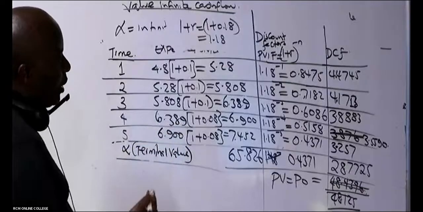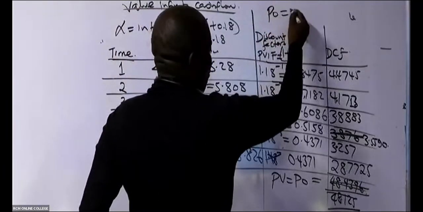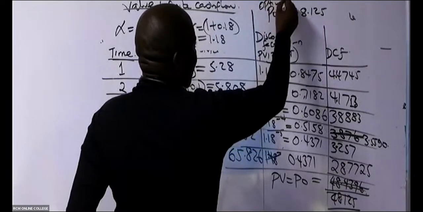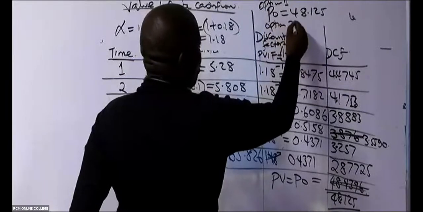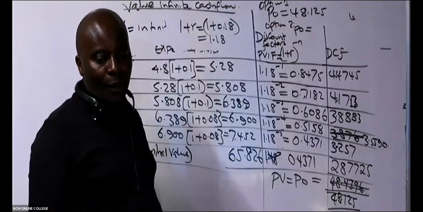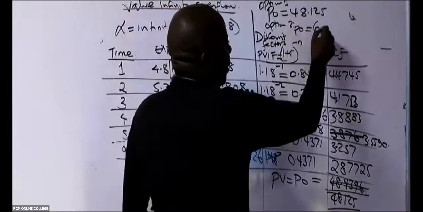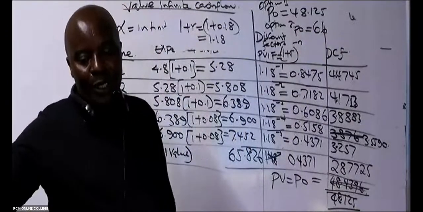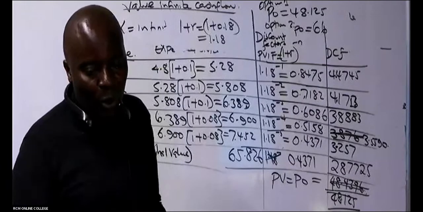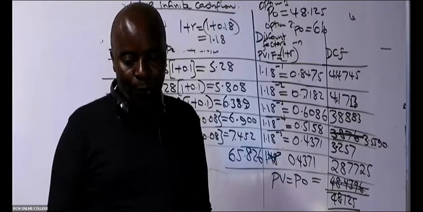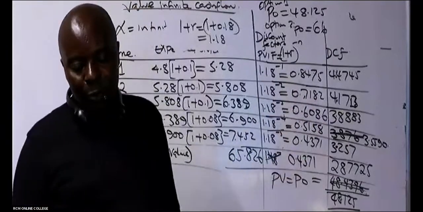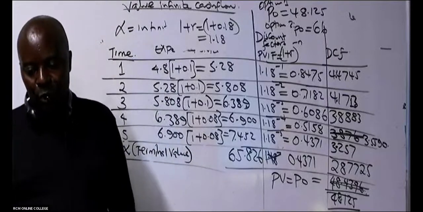So now please compare the two. If I go this way, option 1, my share is worth 48.125. If I go through option 2, my share is worth how much? 66. As an investor, I would always want a higher share price, and therefore I recommend option number 2. Option number 2 is better.